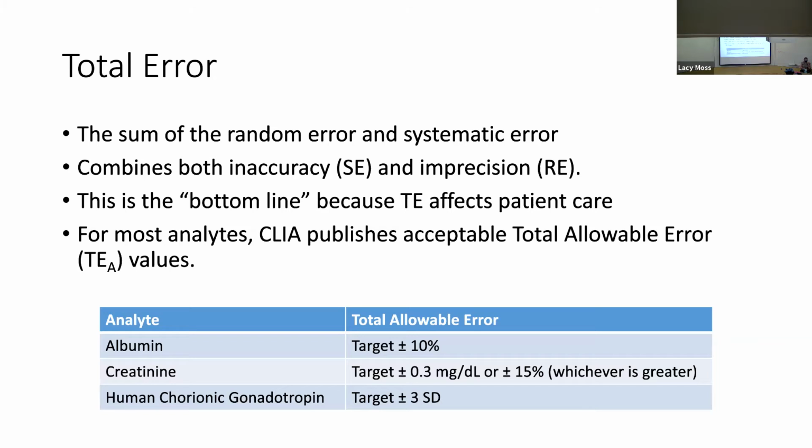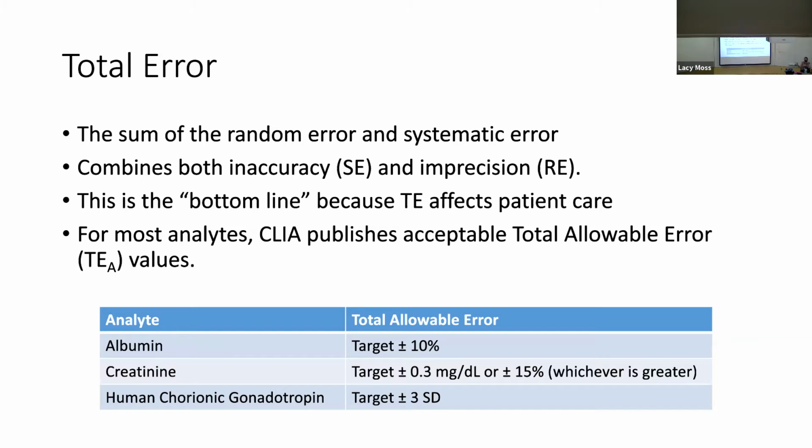So for most analytes, the Clinical Laboratory Institute, CLIA, we just call it CLIA, publishes the acceptable total allowable error for an analyte. So, and this can vary based on the analyte and kind of how they write it. So for example, we're going to do chemistry values because I teach chemistry, so I get to choose. So for albumin, which is a protein in the serum, you have your target value, i.e. your true value, and your acceptable is like plus or minus 10%.